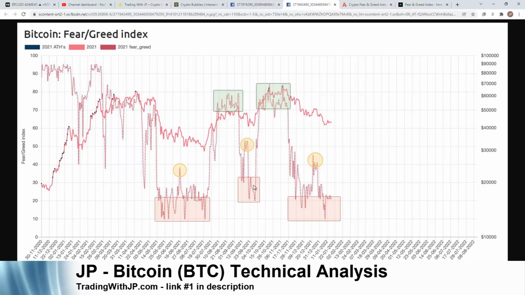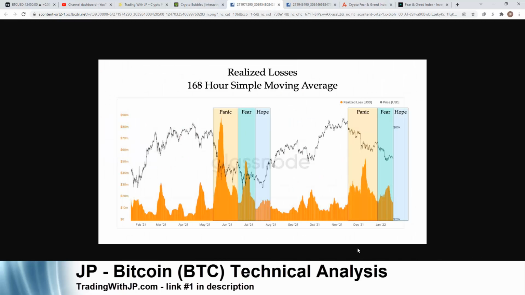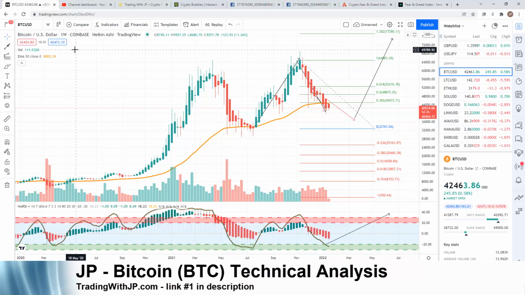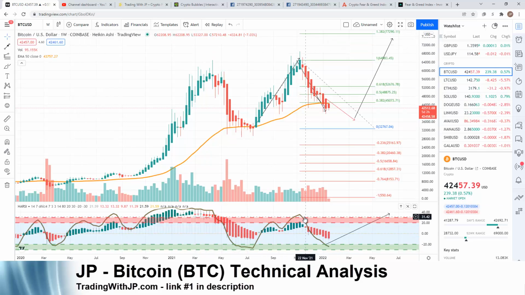So right now, we're just trying to figure out, are we at the bottom or not? So again, looking at the fear and greed index, looking at the different psychological stages of waves, and looking at the actual technical analysis in terms of the RSI momentum, and where we're at, I see strong signs of momentum coming for Bitcoin.